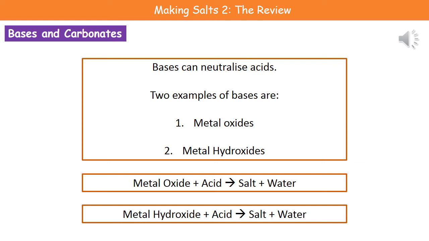First thing we need to understand are a few general word equations for reactions that happen between certain compounds and acids. So what we're really looking at here are different bases and their reaction with acids. Now, two examples of bases are metal oxides and metal hydroxides, and the two word equations that we will see are metal oxide plus acid makes a salt and water, and metal hydroxide plus acid makes salt and water. So all we need to remember there really is whatever our base is will always react with the acid to make a salt and water.